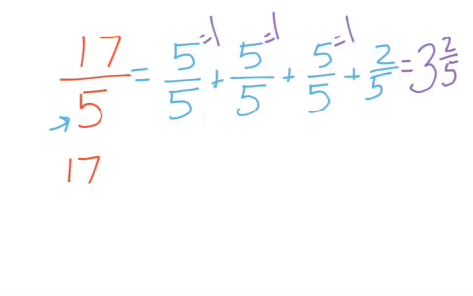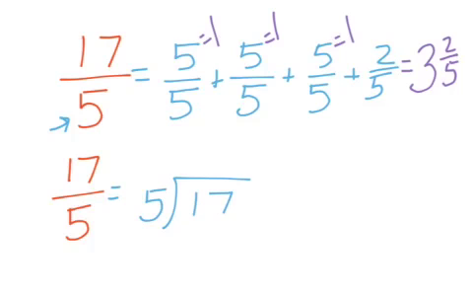Now I can also divide like I did before, and I can have my 5 on the outside as my divisor, my 17 as my dividend, and now I'm going to divide. How many times does 5 go into 17? It goes in 3 whole times. Place my 15 down here and subtract, and I'm left with 2 parts.